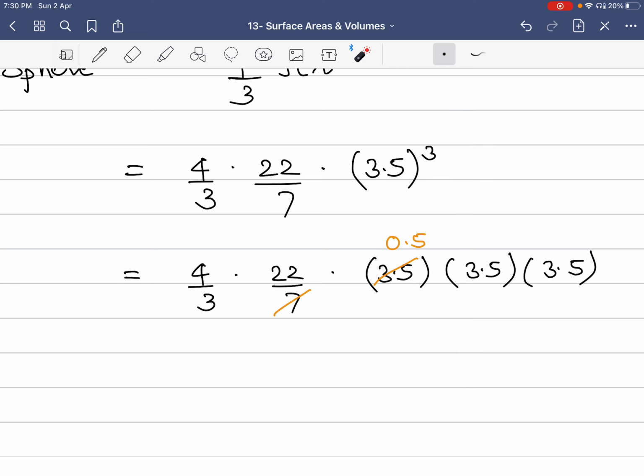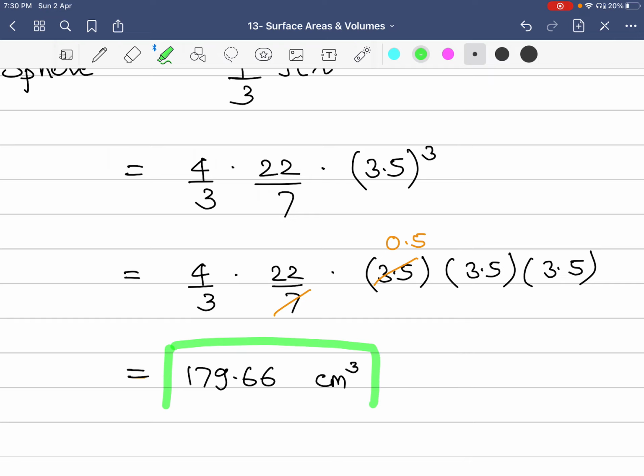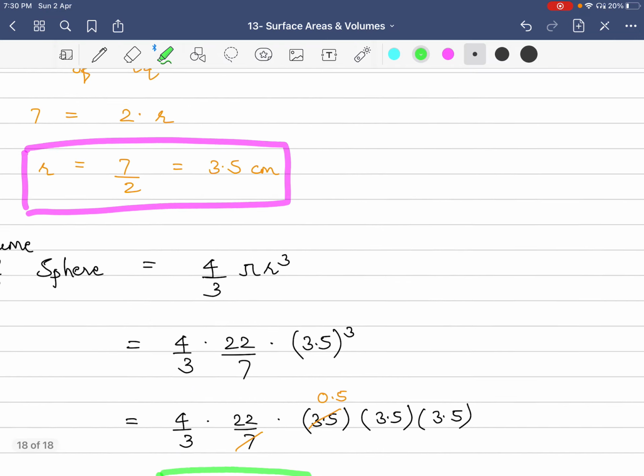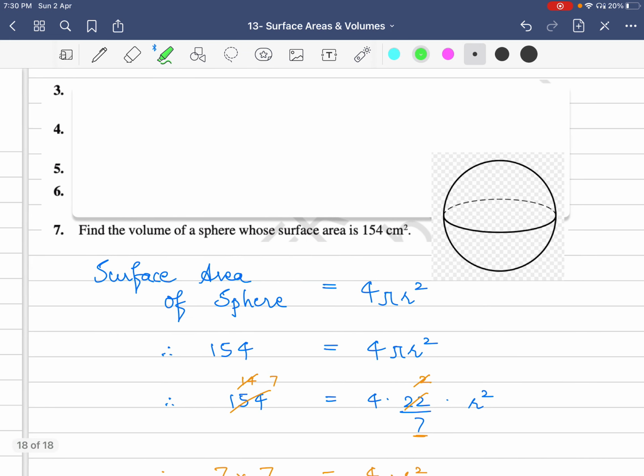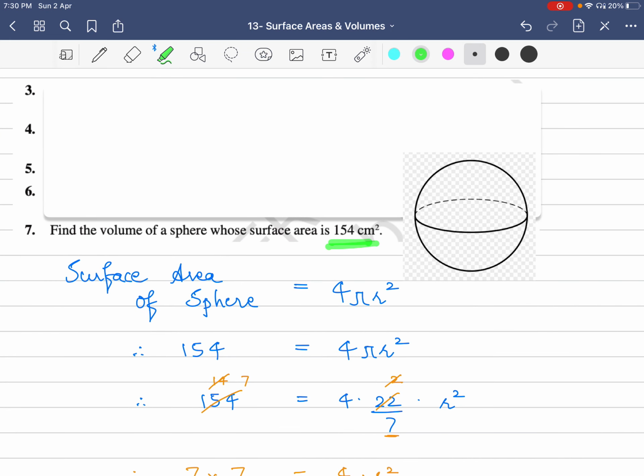This is equal to 179.66, and the unit is very important, centimeter cube. So this is the required volume of the sphere, 179.66 centimeter cube, whose surface area is 154 centimeter square.